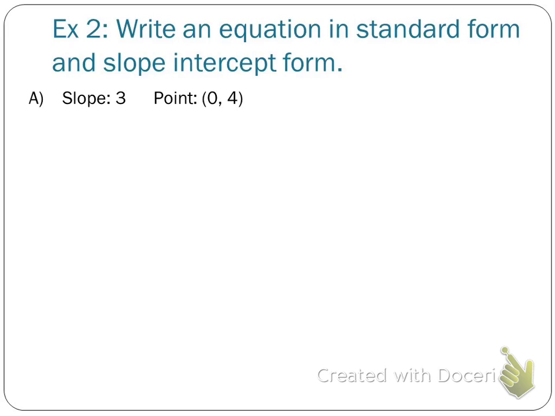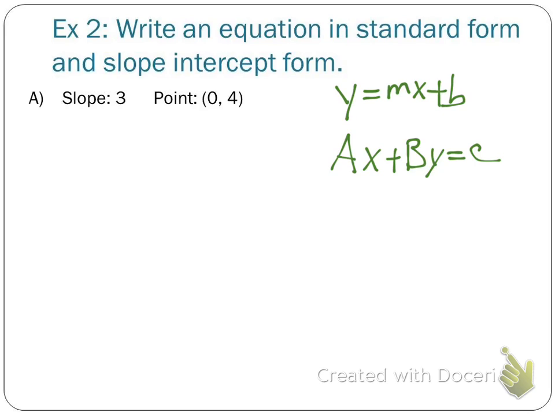Okay, example 2, the directions say to write an equation in standard form and slope-intercept form. So we have to do both forms, y = mx plus b and ax plus by = c. Which one is easier? Which one should I start with? Should I write it in this form or this form? Standard form or slope-intercept form? Which one will be easier to start with?